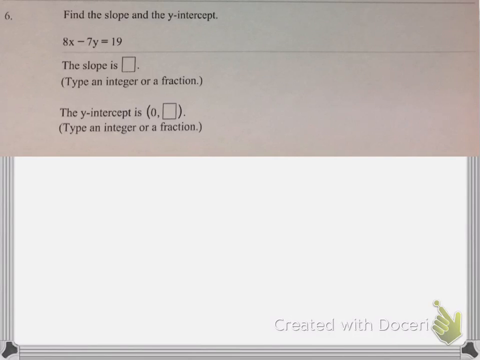This one, find the slope and the y-intercept. Well, if it's in slope-intercept form, it's going to be very easy to identify. But this one's not in slope-intercept form. It's not in y = form. So guess what we can do? Let's put it in slope-intercept form.